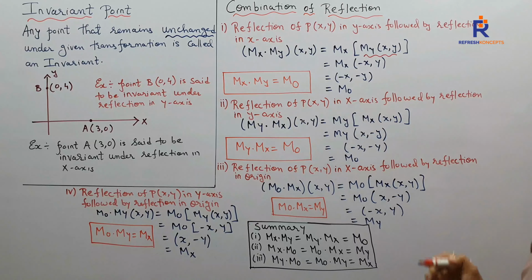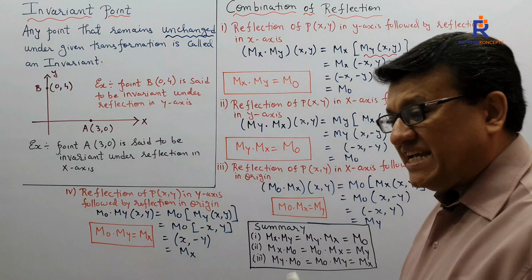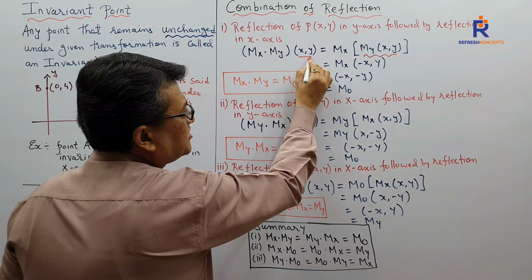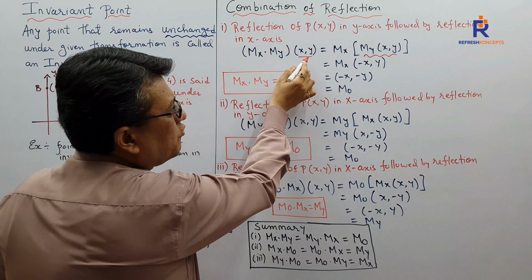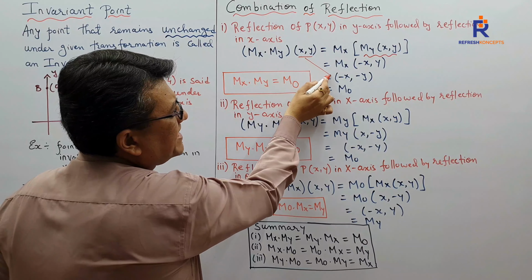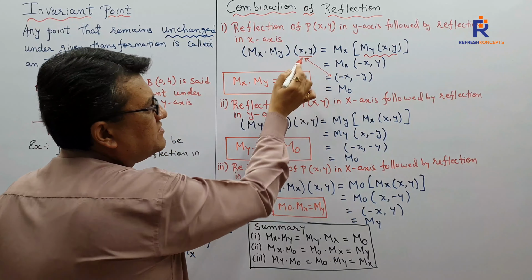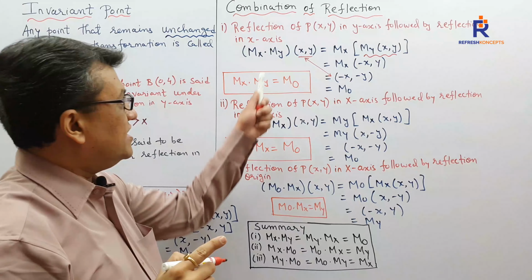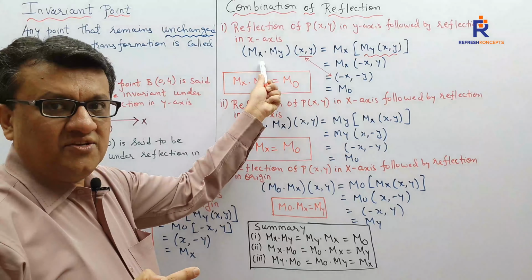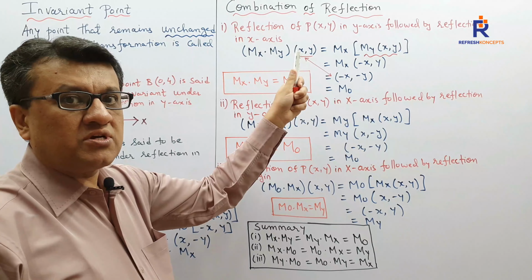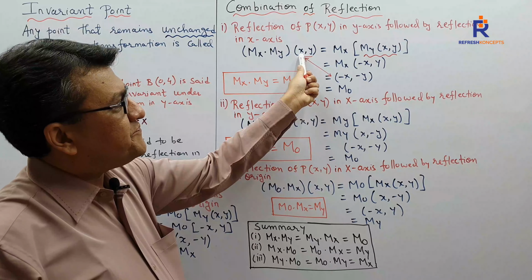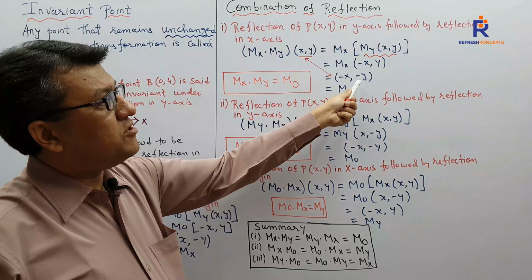Minus x, minus y. Now children, my first point was x comma y. Finally what I got is minus x comma minus y. So what is the single transformation? We took two transformations, along y-axis followed by x-axis. So what is the resultant outcome of a single transformation? Minus x, minus y. Don't you think both the coordinate signs got changed?